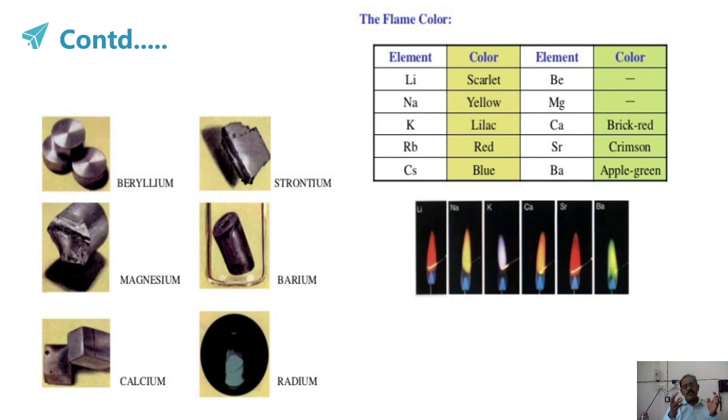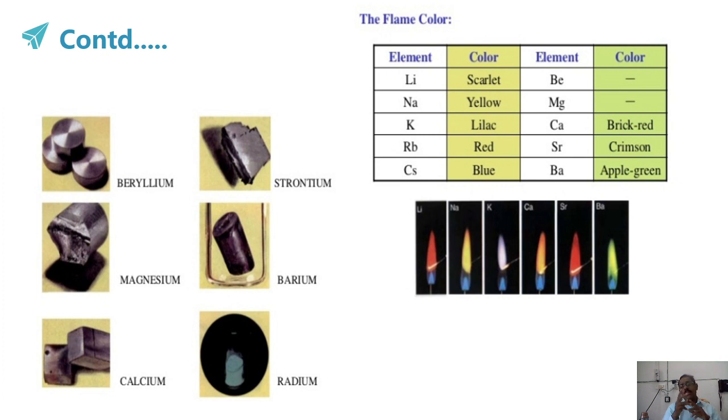A chalk piece is calcium carbonate, so calcium is there. Even a pearl is calcium carbonate, but with a fully crystalline structure, so calcium is there in pearl too. Then strontium, barium, and radium. These are the elements in their forms.